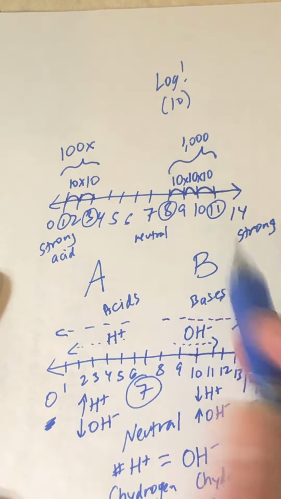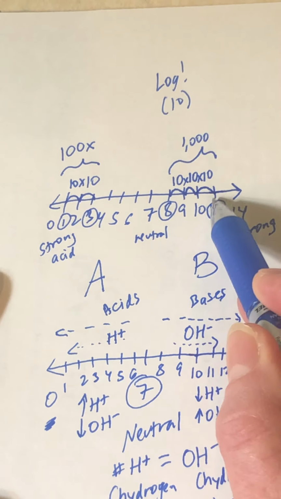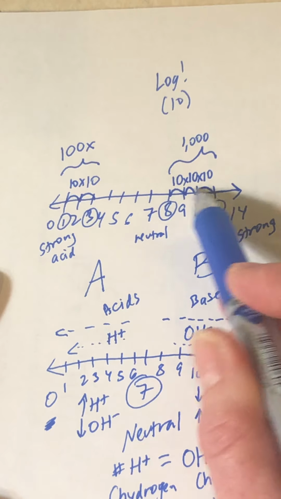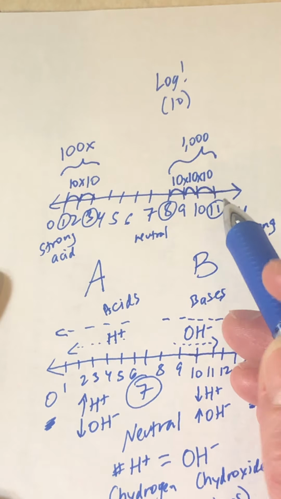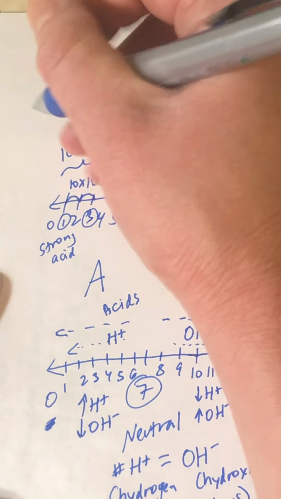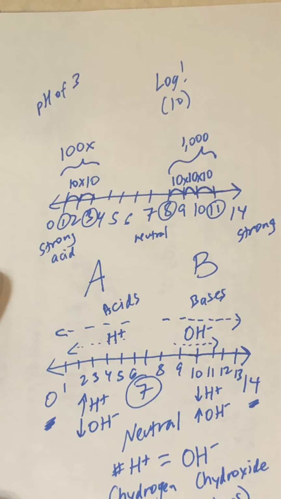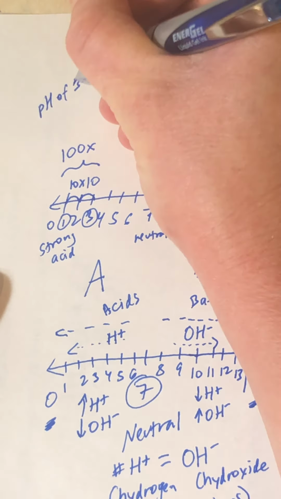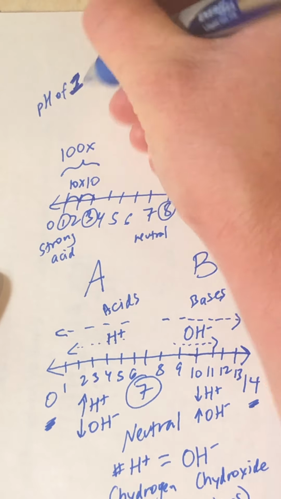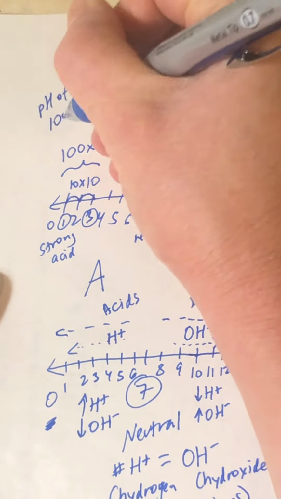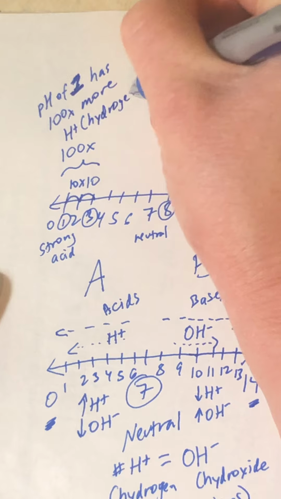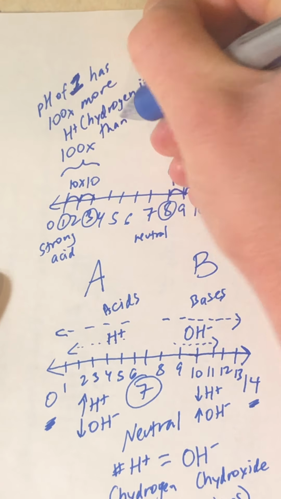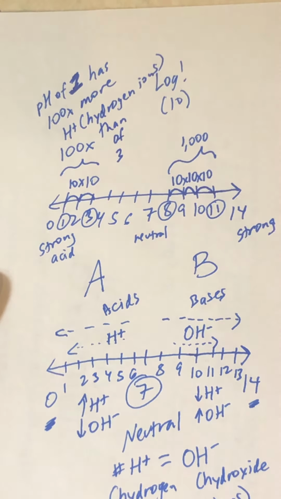Just like if we're moving in this direction, I'm going to refer to the other ion, hydroxide ions. Something with a pH of 11 has 1,000 times more hydroxide ions than something with a pH of 8. So when we write out a sentence, let me go based on the stronger one. Something with a pH of 1 has or contains 100 times more hydrogen ions than one of 3.